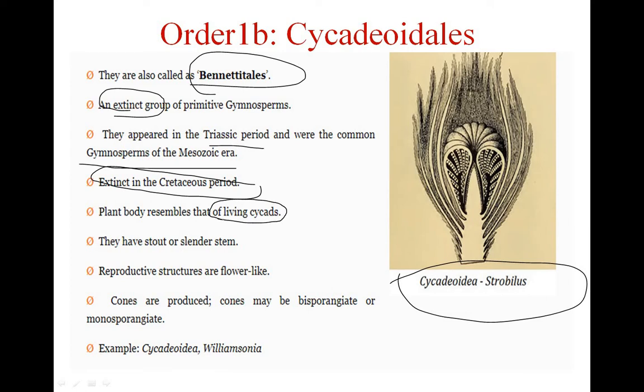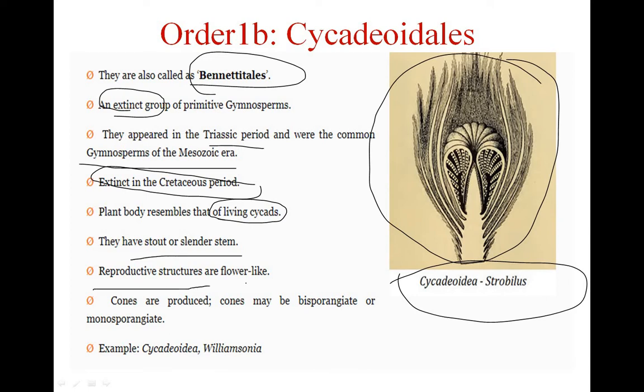So nowadays the living one, that is Cycas, is there. You can observe here the similarity with the Cycas ovules. They are with a stout as well as slender stem, and these reproductive structures are flower like.